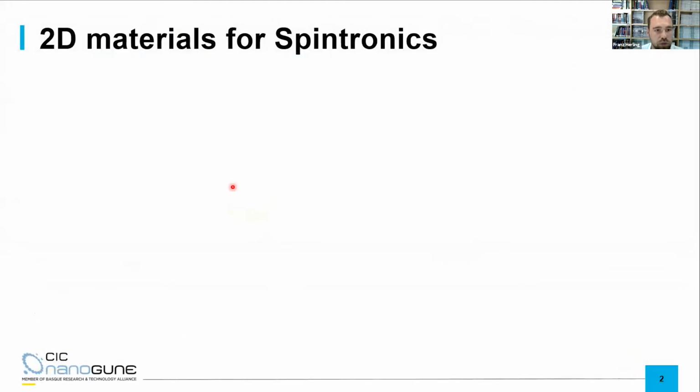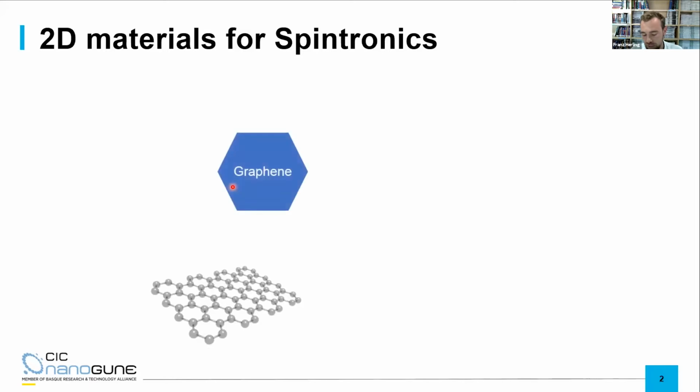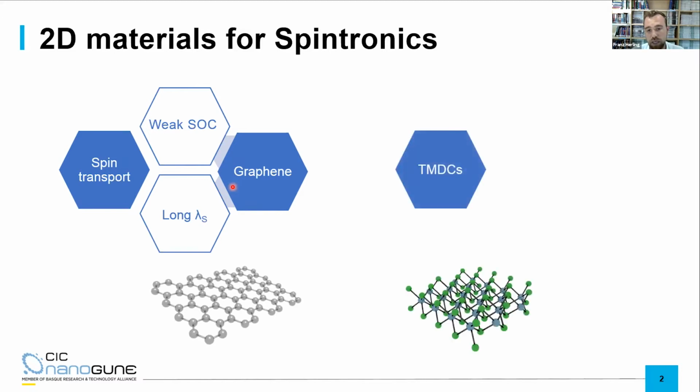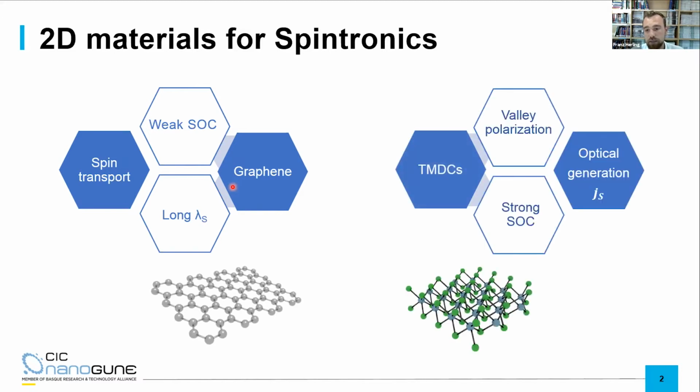In our group, we are using 2D materials for spintronic application. And as always in magnetic conferences, it's kind of one of the only 2D material talks. So I will quickly explain why 2D materials are interesting for spintronic applications. The best known is probably graphene, that has a long spin diffusion length and is a prototypical material for spin transport. But there are other members in the 2D material family as well. For example, transition metal dichalcogenides that have a strong spin orbit coupling, that have valley polarization, and have been used for the optical generation of spin currents.